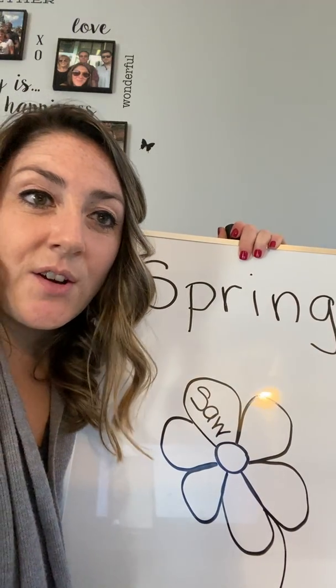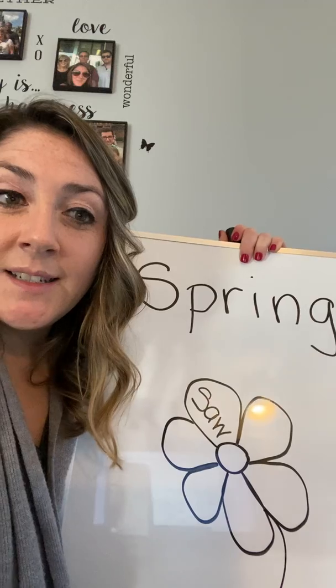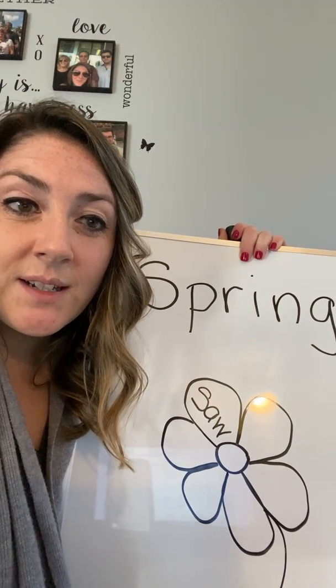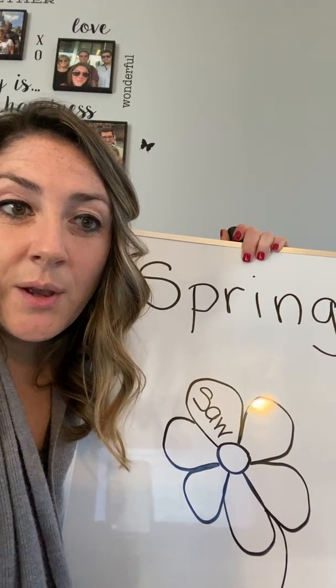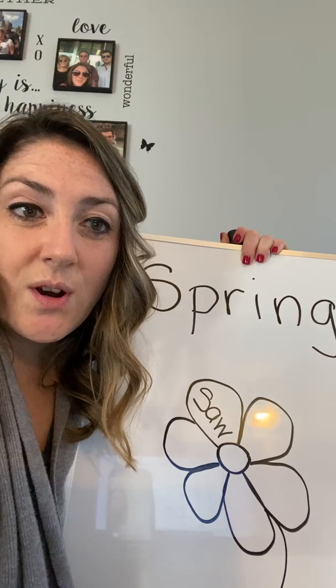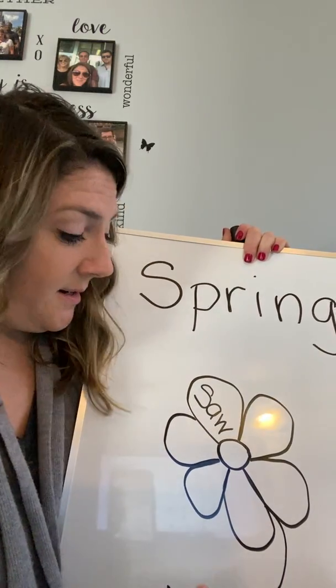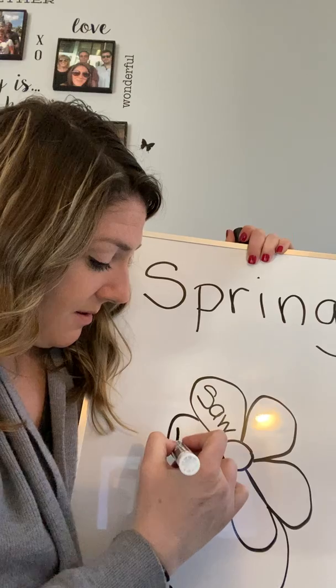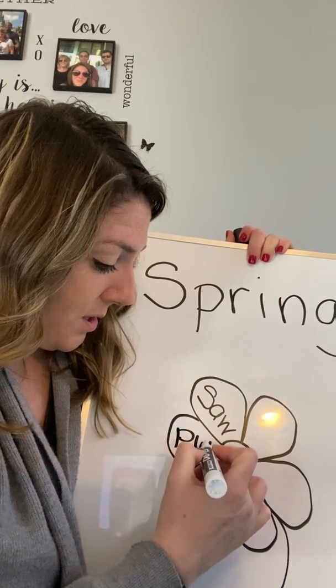Now my second letter is P. Let me look at my sight word wall and see what starts with P. Oh, put. So in my second petal, I'm going to write put.